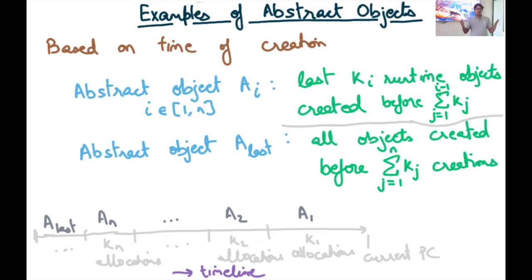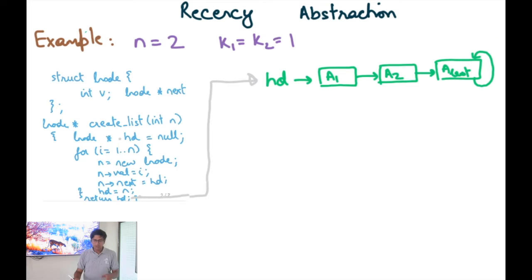Now this is just some arbitrary idea of grouping together concrete runtime objects into a finite set of abstract objects, where each abstract object may represent a potentially unbounded number of concrete objects. Now let's look at how well this recency abstraction performs. This way of partitioning the concrete objects into abstract objects, I'm also going to call the recency abstraction, where we abstract the runtime objects using the recency of their allocation.